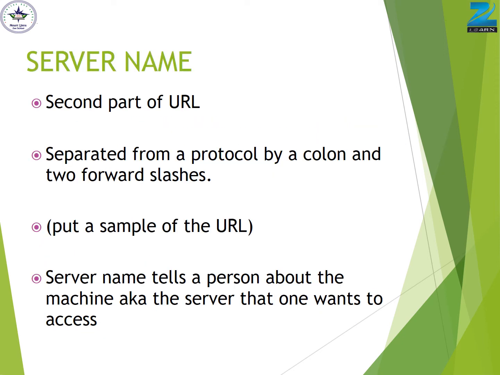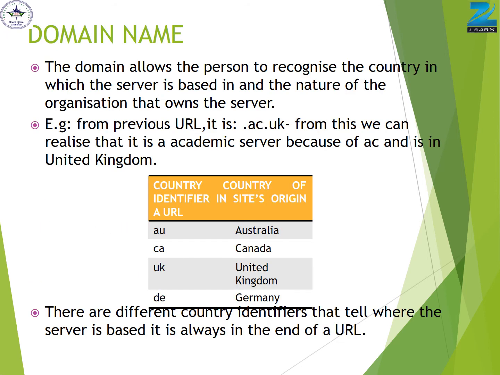Second part is the server name, separated from the protocol by a colon and two forward slashes. After the protocol, what comes? The server name. The server name tells a person about the machine, the server, that one wants to access. Then the domain name. The domain allows the person to recognize the country in which the server is based and the nature of the organization that owns the server. It is very important. Through the URL alone you come to know where this server is located, in which country, and for which purpose it is designed.